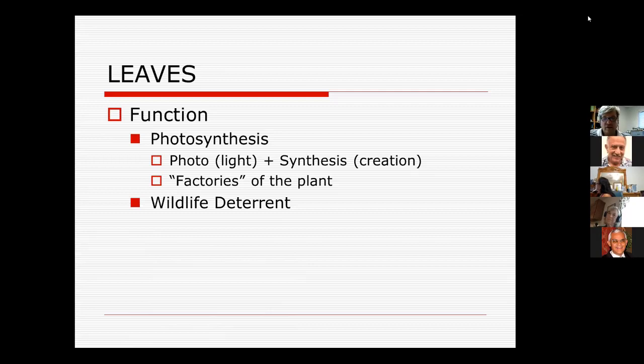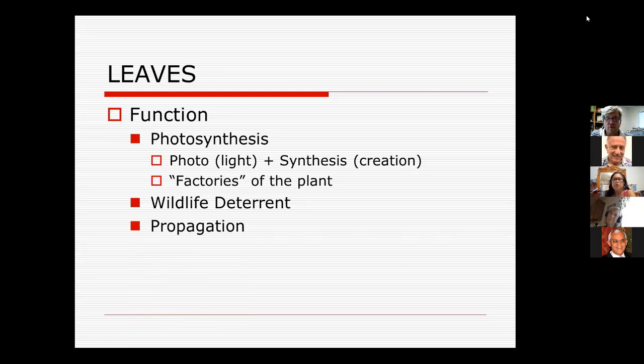Another thing that leaves can do is they can be a wildlife deterrent. When you have leaves that have a lot of spines or prickly edges, or even some of the hairy ones, they're just not as palatable. So on certain plants they can be a wildlife deterrent to keep deer and other things from browsing. That way that plant's more likely to live, particularly when things get dry and animals are looking for food.